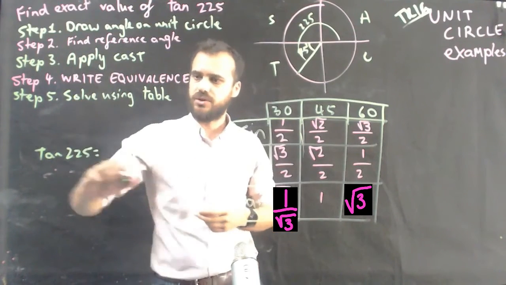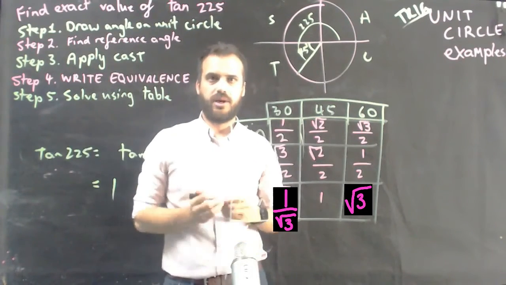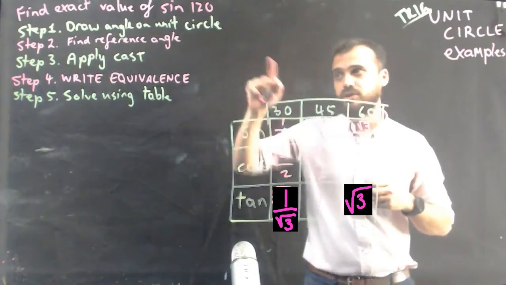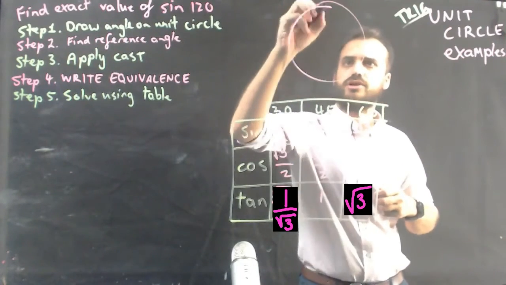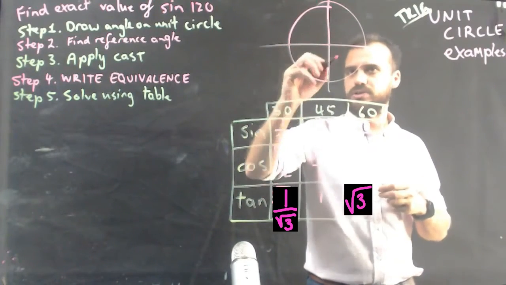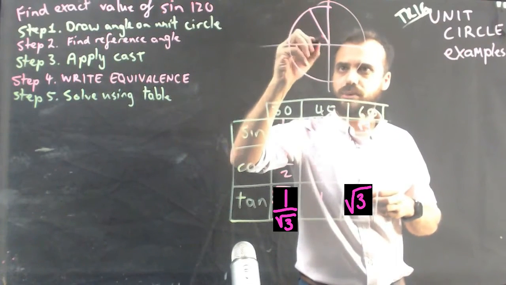Last step, solve using the table. We know that tan 45 is equal to 1. My answer is 1. Let's do another one. Find the exact value of sine 120. Draw a unit circle and then find the reference angle. 0, 90 plus 30 makes 120 degrees.